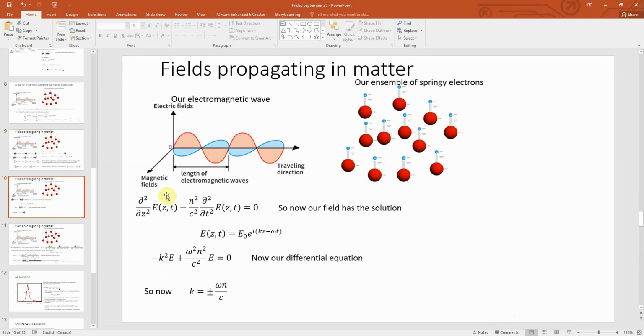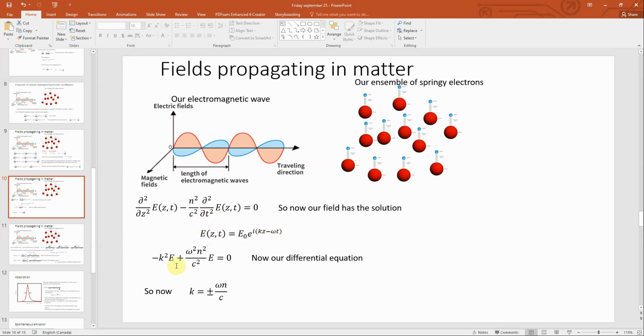So now our field has a solution. It's a homogeneous wave equation, so we get the second order derivative of the electric field with respect to space minus n squared over c squared, so this new velocity in this matter that has an index of refraction n, times the second order derivative of the electric field with respect to time is equal to 0. And this now has a solution, just like what we had before for an electric field in free space: E of z and t is equal to E naught, some amplitude that's to be determined, times e to the i(kz minus omega t).